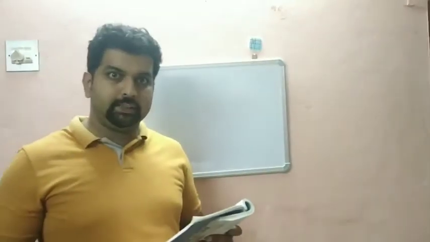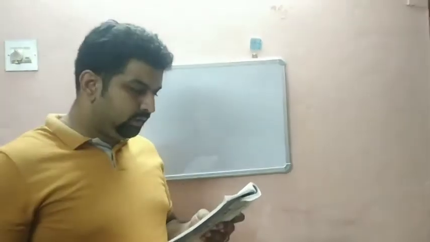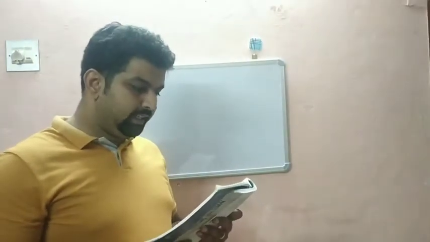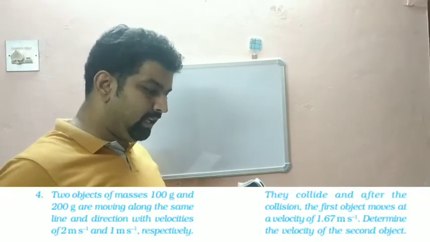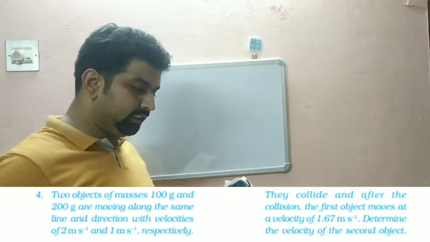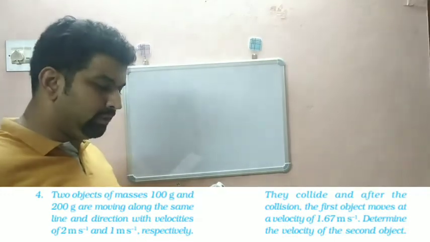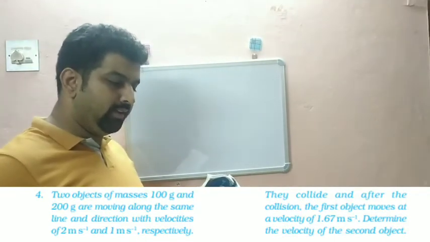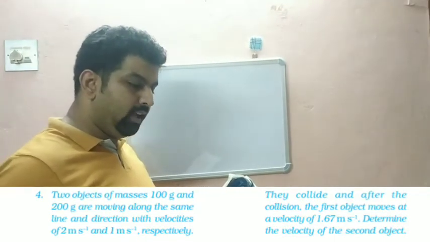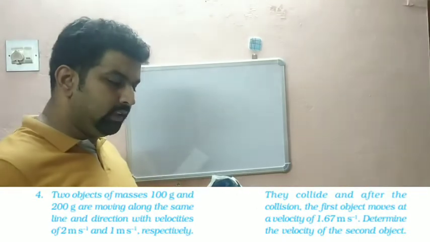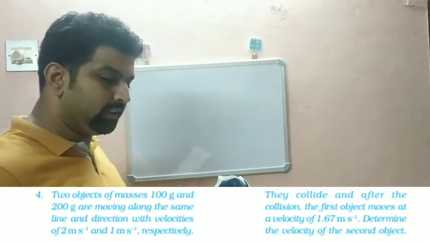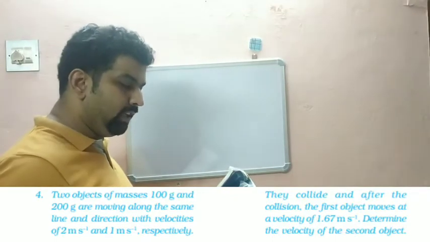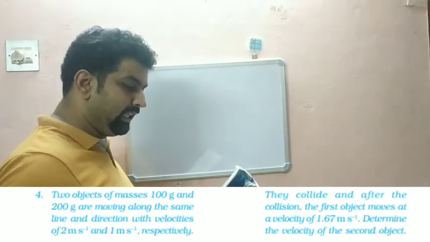So this is the next problem. The two objects of masses 100 grams and 200 grams are moving along the same line and direction with velocities 2 m/s and 1 m/s respectively. They collide and after the collision, the first object moves at a velocity 1.67 m/s. Determine the velocity of the second object.